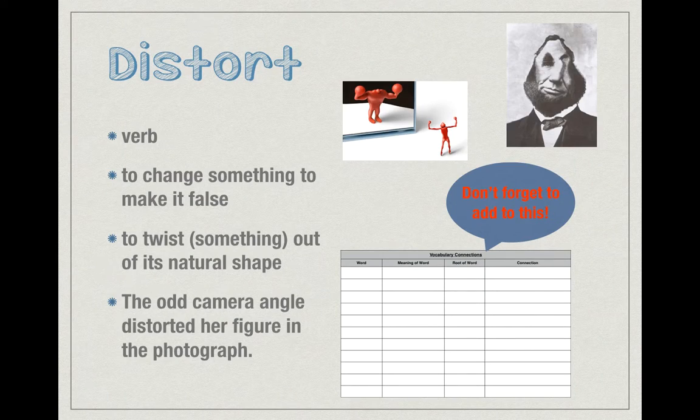The next word is distort. This word is very similar to contort, so make sure you're writing down the definitions exactly. This is also a verb, and it has a few definitions. The first is to change something or to make it false. And the second is to twist something out of its natural state or shape. For example, the odd camera angle distorted her figure in the photograph.